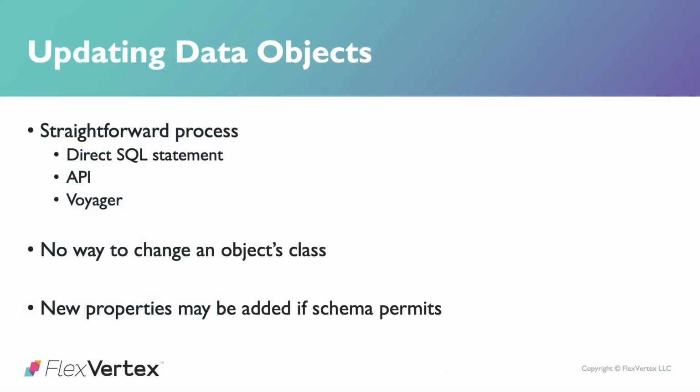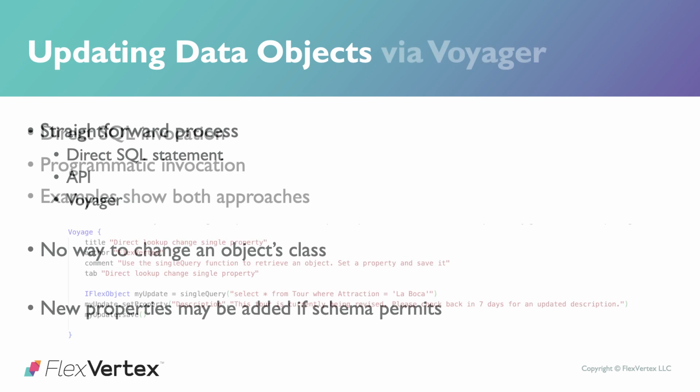Updating data objects is a simple task that can be accomplished using either direct SQL statements, one of our APIs, or Voyager. However, it's worth noting that once an object's class is defined, it cannot be altered. On the bright side, if the schema allows it, you can add new properties to these objects. This provides the ability to continually adapt and improve data objects to suit changing requirements. We'll show you some examples shortly.